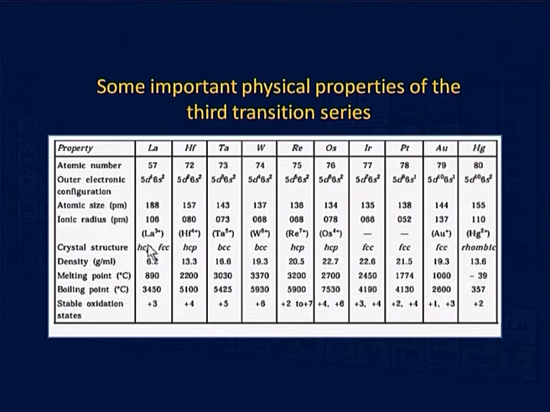This table is showing similar data for some of the important physical as well as chemical properties of third transition series metals. As you are aware, the third series starts with the first element lanthanum having atomic number 57. The very second element is hafnium having atomic number 72.